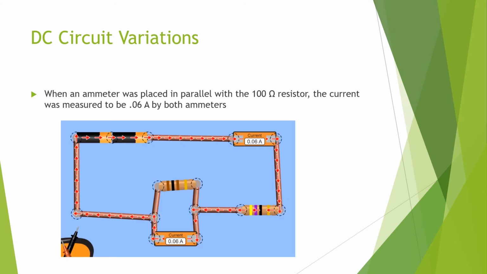One circuit variation we made was when an ammeter was placed in parallel with the 100 ohm resistor. When doing this, we measured the current at both ammeters to be 0.06 amps. This makes sense because the ammeter in parallel provides the current with a path to travel which has no resistance, meaning that the current will avoid the 100 ohm resistor altogether, thus increasing the overall current.